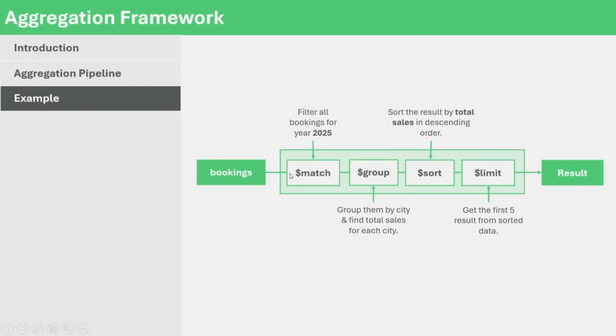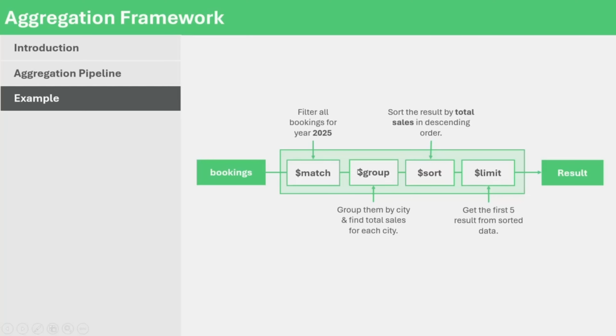Now, after I have filtered all the documents where the year is 2025, I want to group all those hotel documents using the city field. So for each city, I want to know how many bookings were made for year 2025 and what was the total number of sales for each city in year 2025.